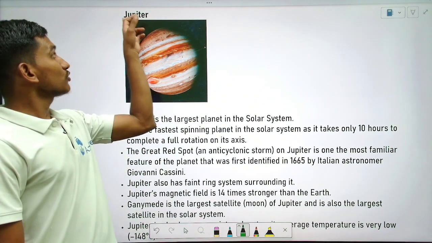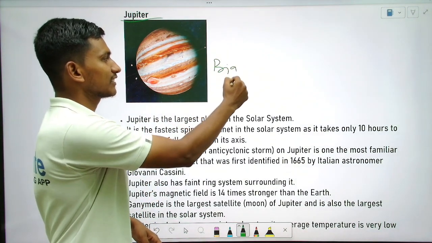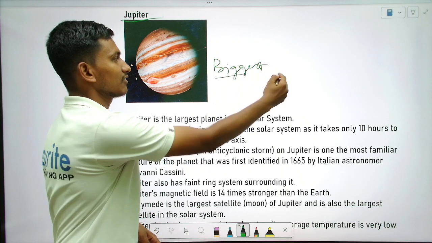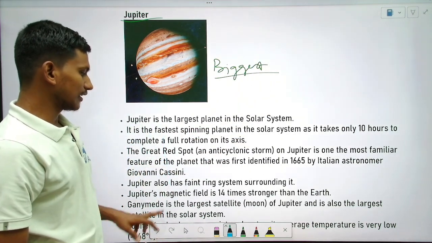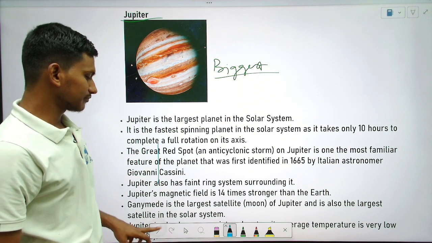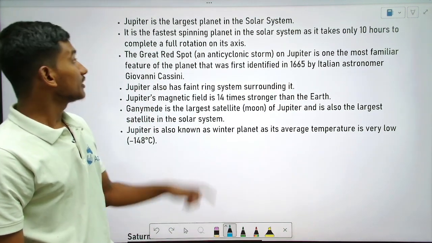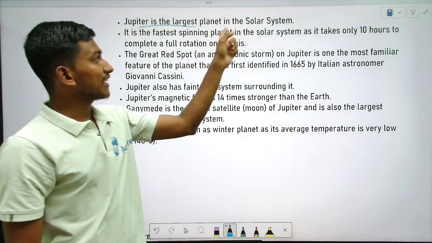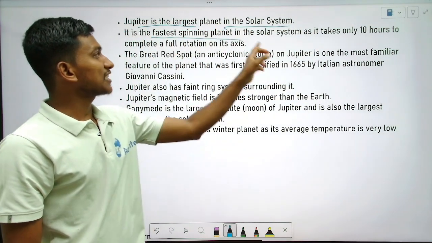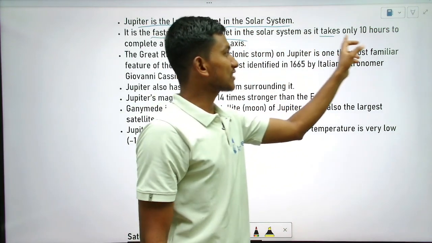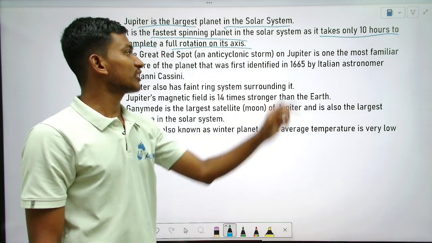So now we will study about Jupiter. Jupiter is the biggest planet. Sir, Jupiter has 72 moons. Yes, very good. Jupiter is the largest planet in the solar system. It is the fastest spinning planet in the solar system, and it takes only 10 hours to complete a full rotation on its axis.